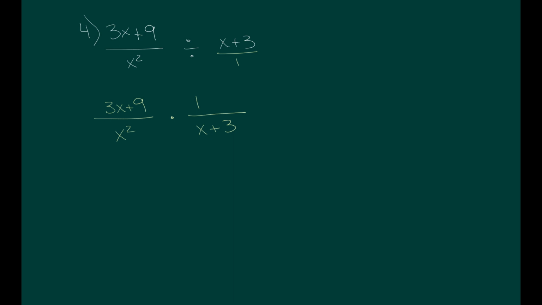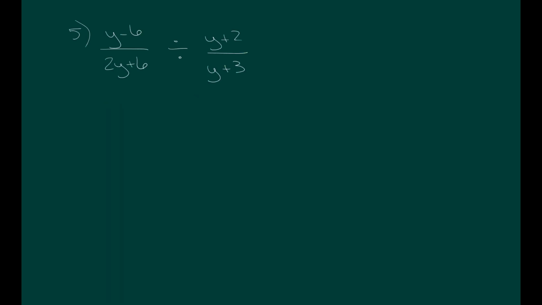So in the first numerator right here, both of those have a 3 in common. The greatest common factor is a 3. So if I factor out a 3, I would be left with x plus 3 over x squared times 1 over x plus 3. We can cancel out the x plus 3 and then just write what's left, multiply horizontally. So 3 times 1 is 3 over x squared.